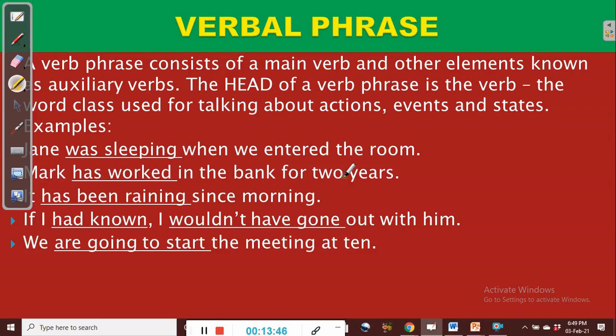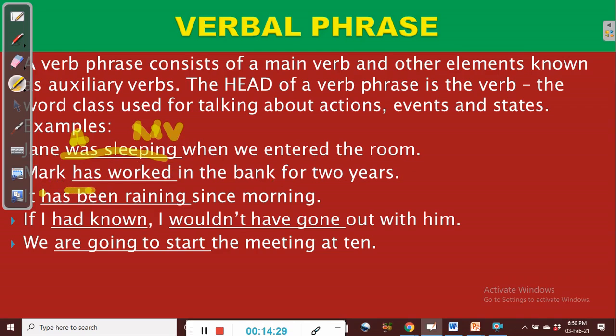Jane was sleeping when we entered the room. Was sleeping is the verb phrase here. The auxiliary was is an auxiliary verb here, while sleeping is the main verb, MV. So the auxiliary verb, or if you like, the helping verb, plus the main verb constitutes the verb phrase. Second sentence, Mark has worked in the bank for 2 years.